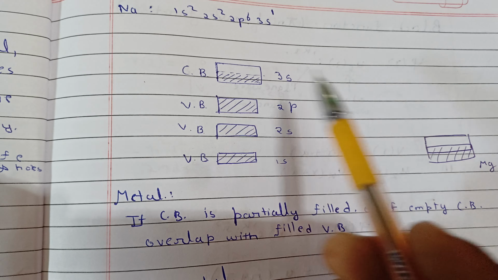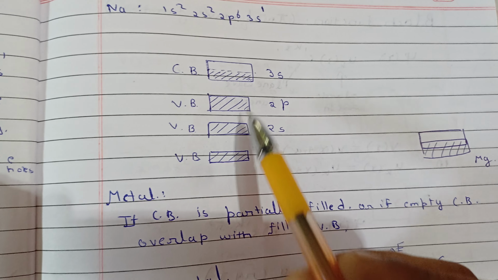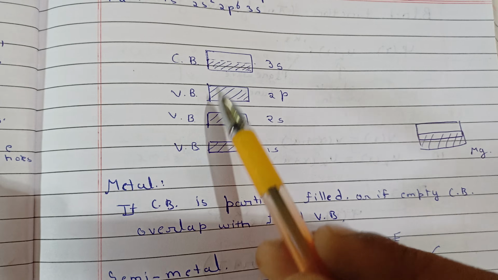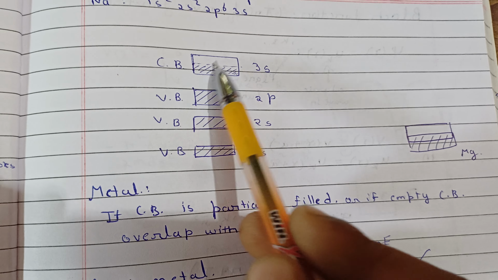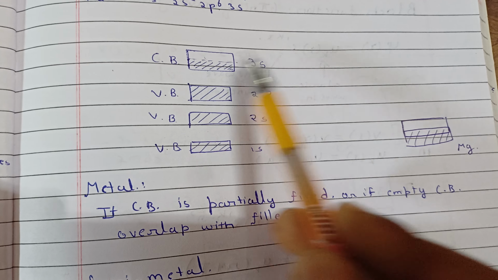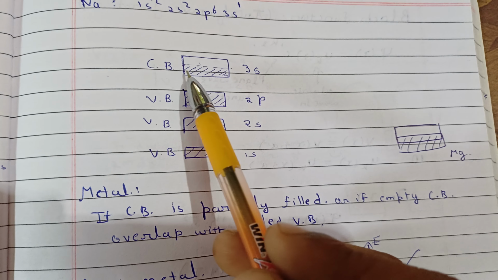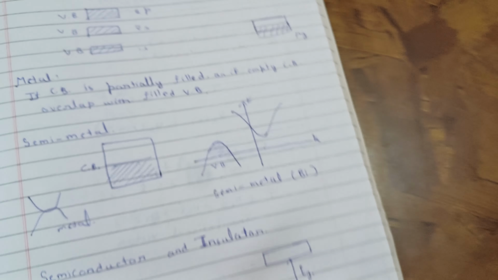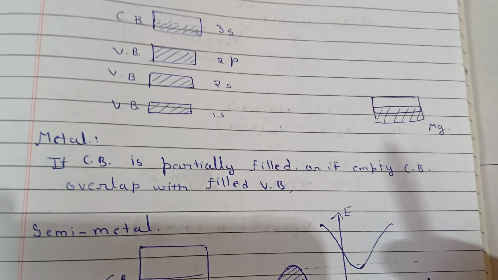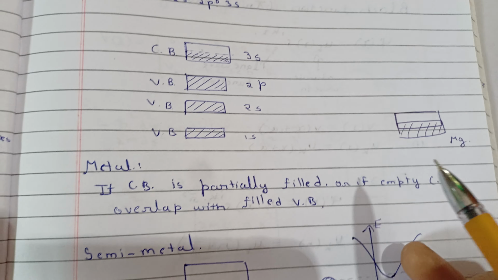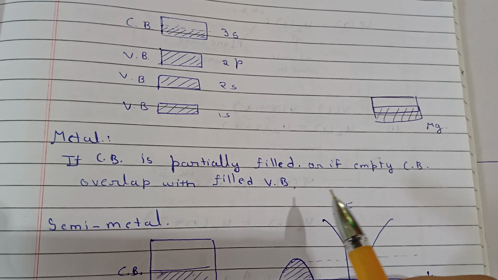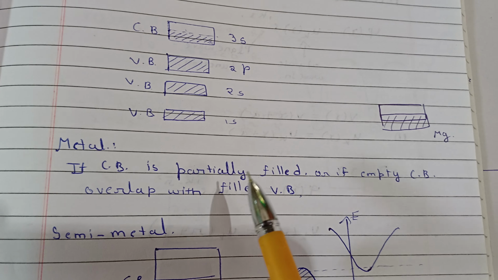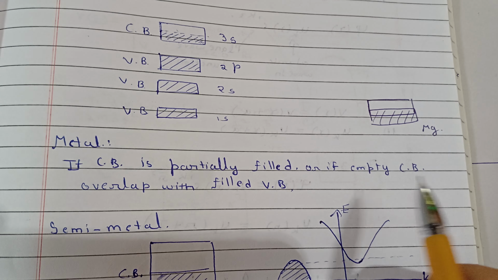So these are completely filled, so we'll call them valence bands. All are the valence bands, but this one is the conduction band because it is half filled and there is space for more electrons to flow. That's why we call it the conduction band. So I hope you get the idea of what a conduction band is. And in a metal, the conduction band is partially filled or empty. This is the condition I already told you.